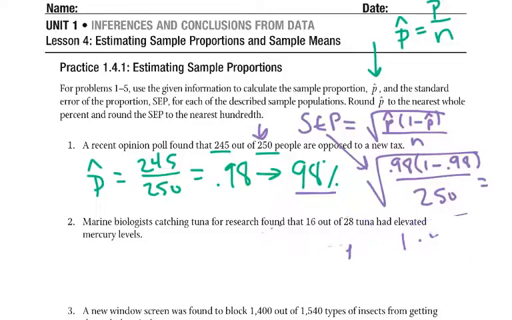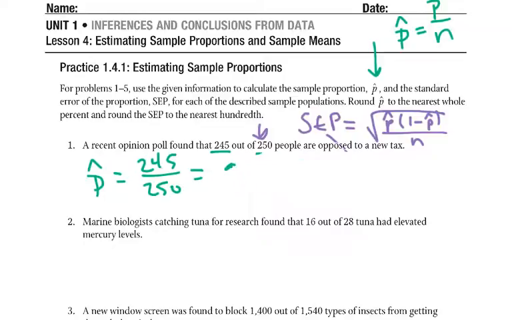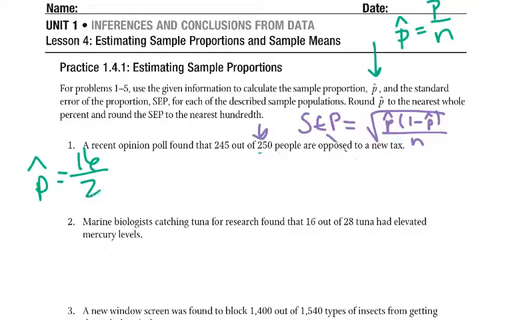Alright, so let's take a look now at the next one, number 2. Give me some space to work with. So, we want to find the p hat of this. Marine biologists catching tuna for research found that 16 out of 28 tuna had elevated mercury levels. So our sample proportion would be 16 over 28. So 16 divided by 28 gives me 0.5714, rounding to the nearest hundredth would be 0.57, or 57%.